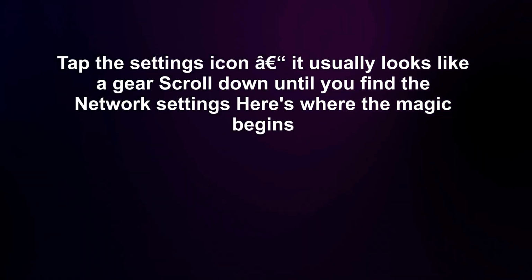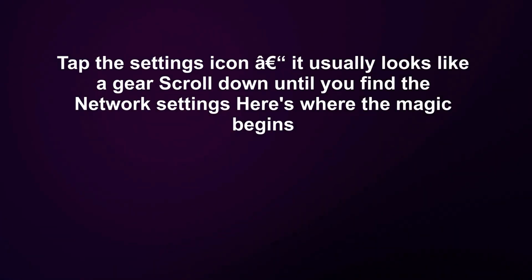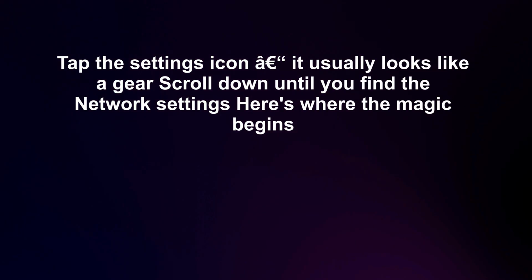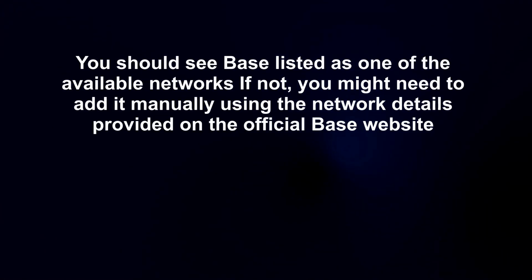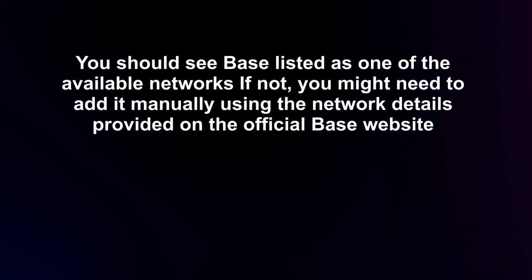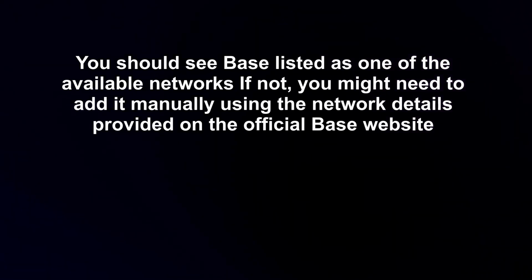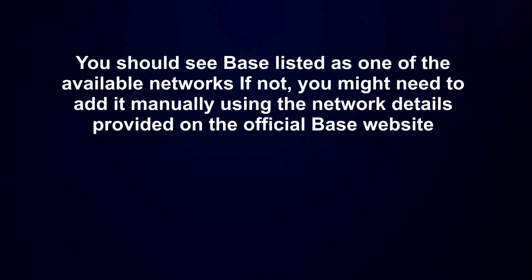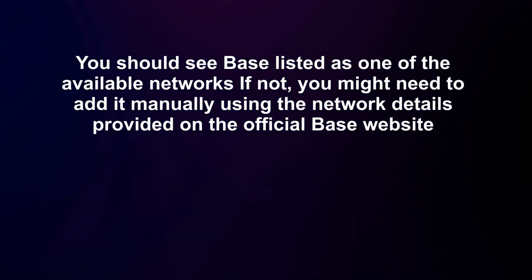Tap the settings icon. It usually looks like a gear. Scroll down until you find the network settings. Here's where the magic begins. You should see Base listed as one of the available networks. If not, you might need to add it manually using the network details provided on the official Base website.